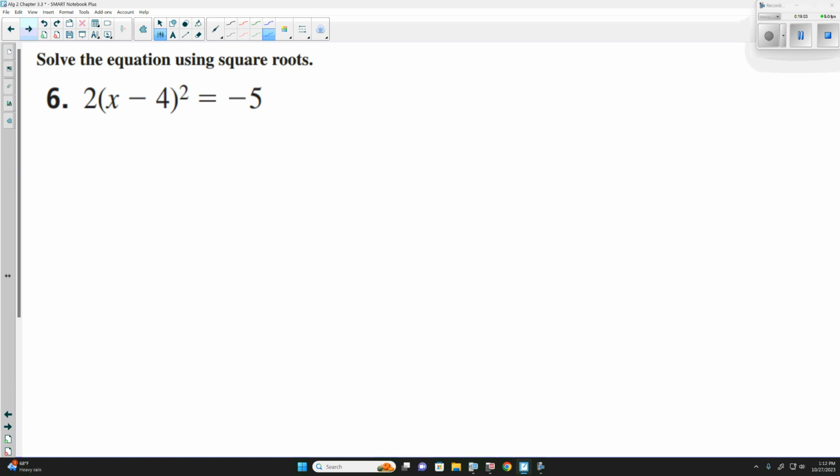Unfortunately, we can't distribute the 2, because we need to get it by itself, so we would divide by 2. And because that x minus 4 is being squared, we can't distribute. We'd have to square it first and then distribute the 2.